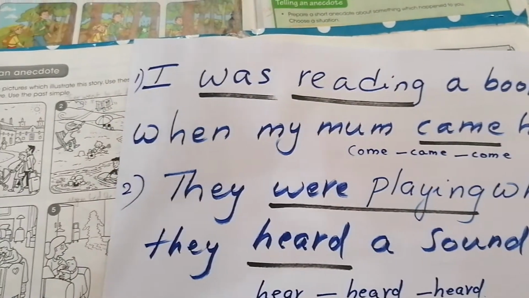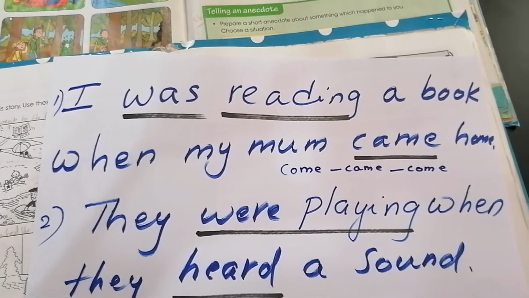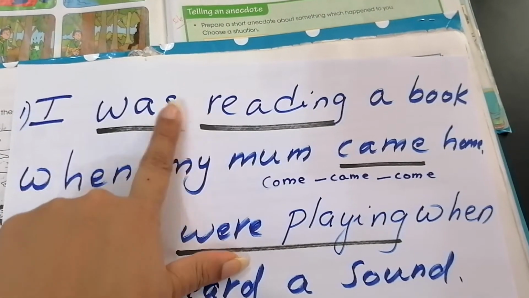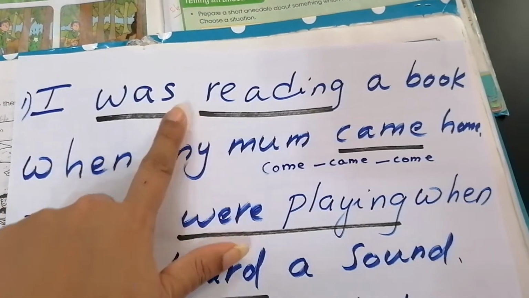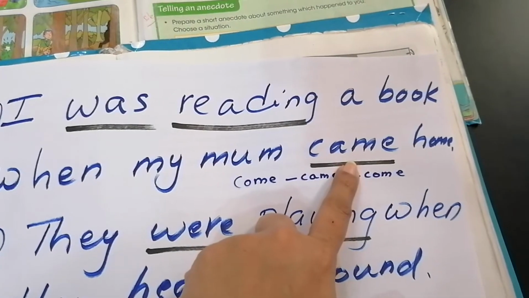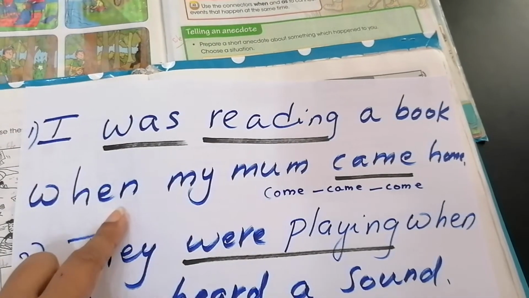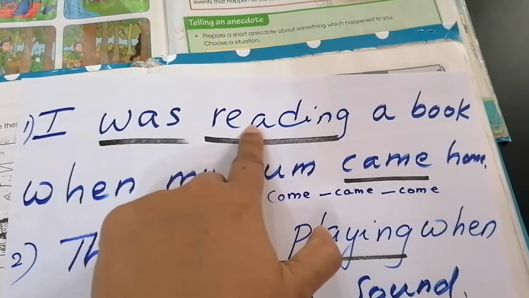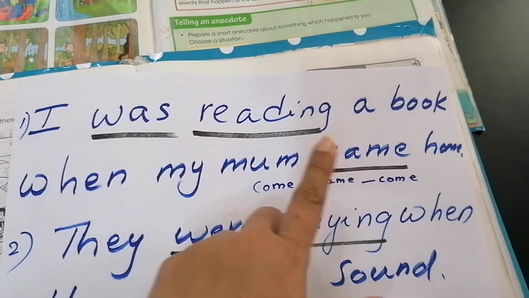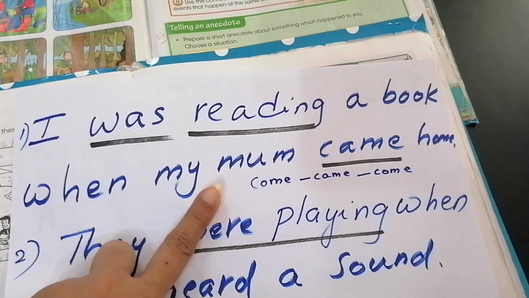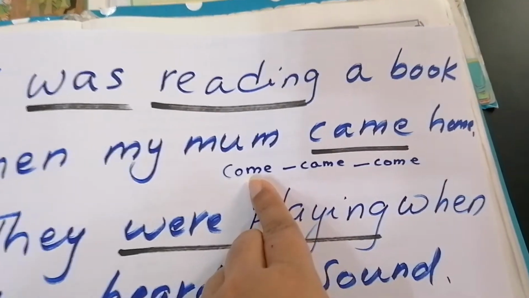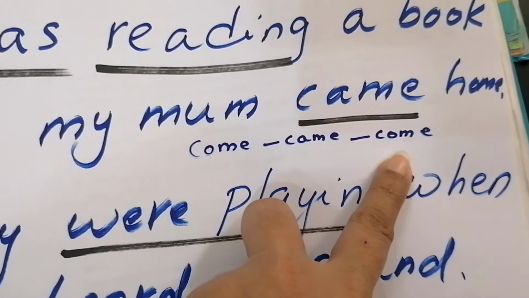See another example. I was reading a book when my mom came home. I was reading, this is the past continuous action. And when my mom came home, this is the past simple action. Two actions are happening. This was the continuous action and this was the action which interrupted it. I was reading a book when my mom came home. Came is the second form of come. The three forms are come, came, come.